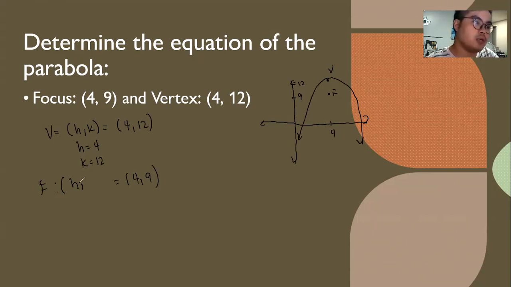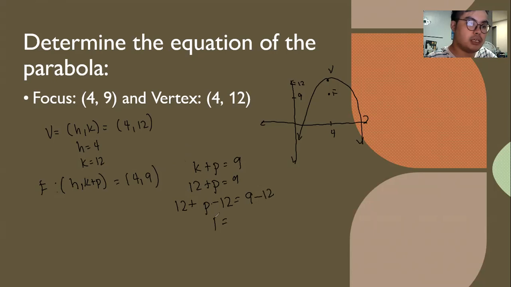We're going to recall the focus formula. Our k plus p is equal to 9. Then we substitute here, so 12 plus p equals 9. Then we solve for p by subtracting both sides by 12.